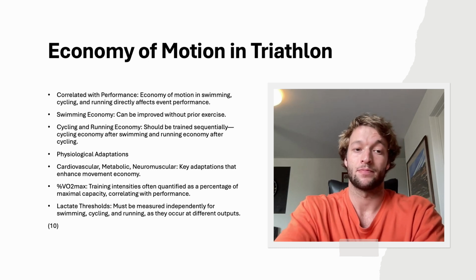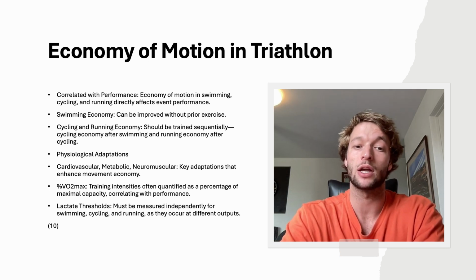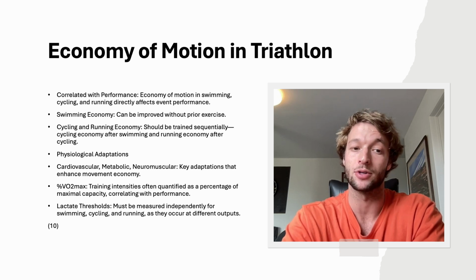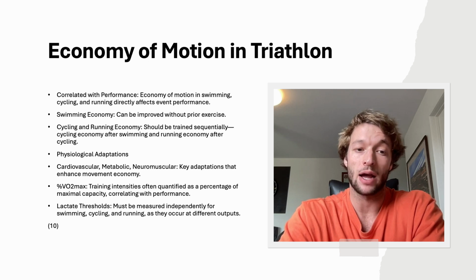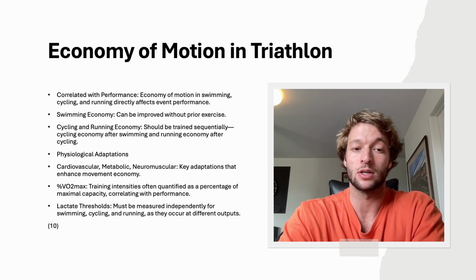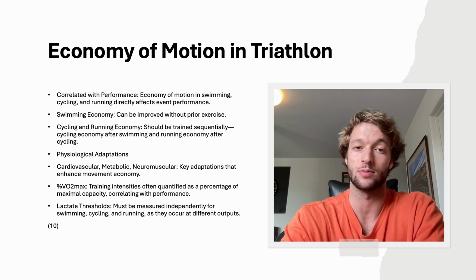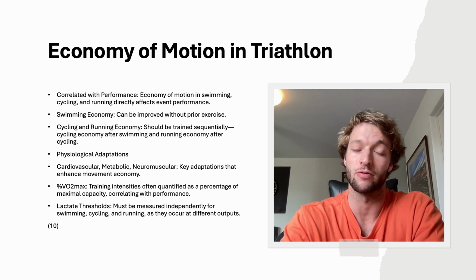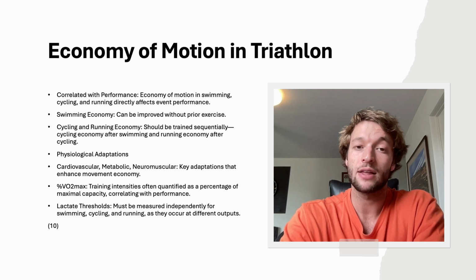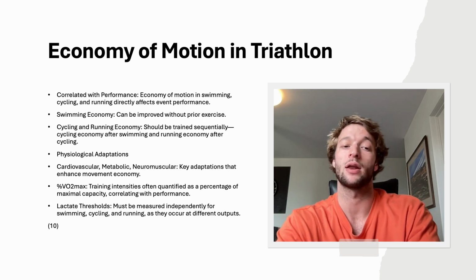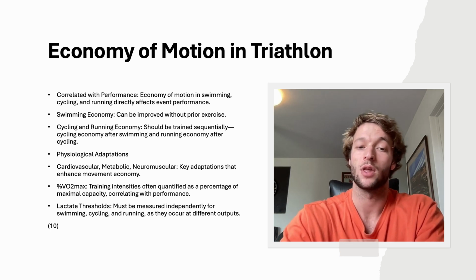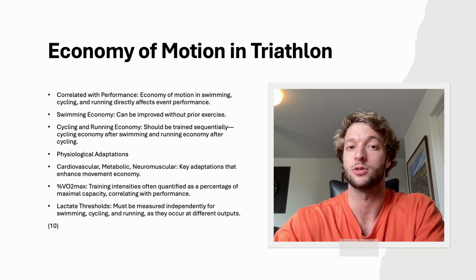Physiological adaptations: cardiovascular, metabolic, and neuromuscular. These are key adaptations that enhance movement economy. Percentage VO2 max is important as well, and this training intensity is often quantified as a percentage of maximal capacity, correlating with performance. Lactate thresholds must also be measured independently for swimming, cycling, and running, as they occur at different outputs.